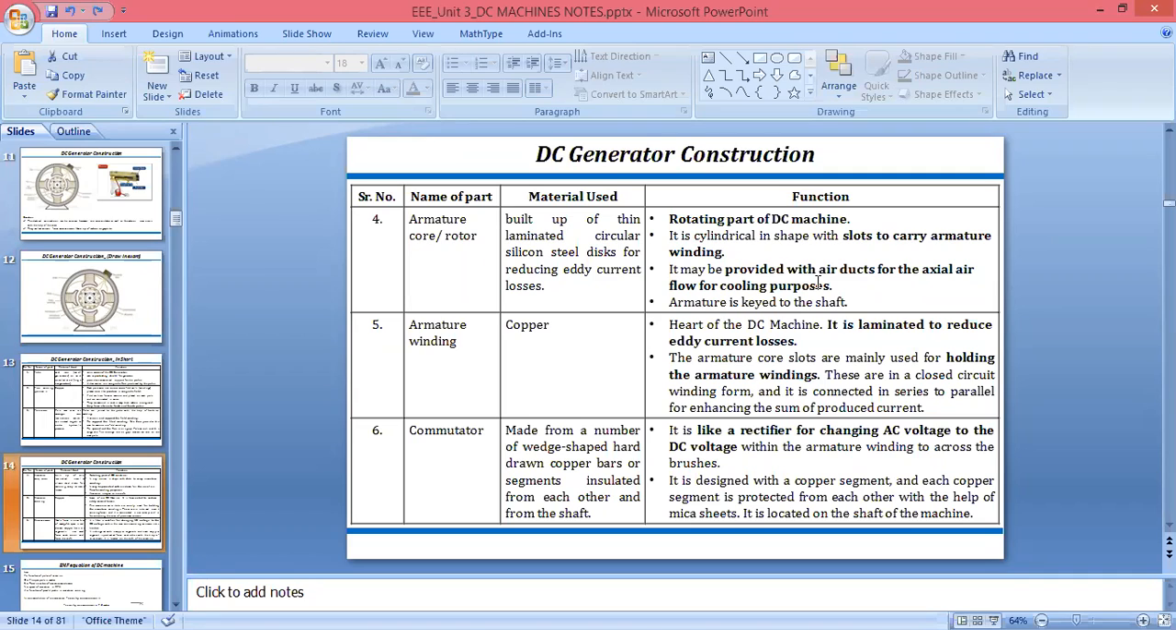So we can say armature is the heart of this machine, because it is generating EMF. So we can call it the heart of the DC machine, and it will reduce current losses. Armature core slots have an air gap to keep our DC machine cool. They are used for holding the armature winding.